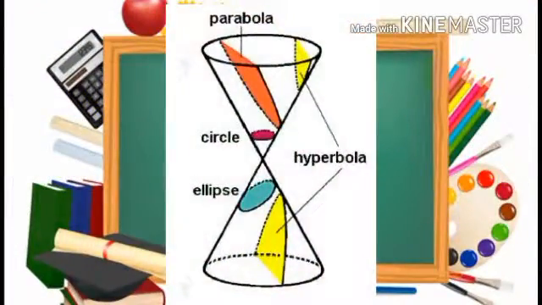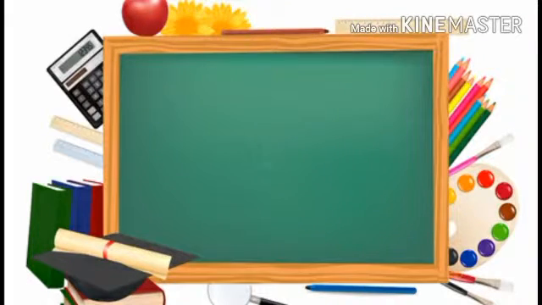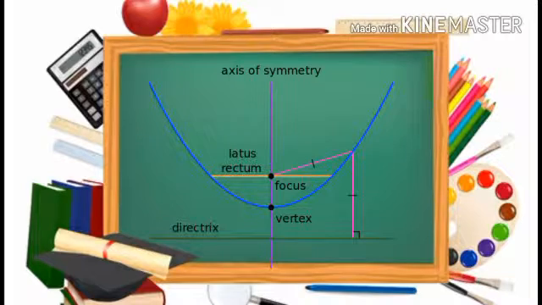But before we move on to our topic, let me first define what a parabola is. Defining it as an arc, a parabola is a set of points formed when a plane intersects one cone and is parallel to the edge of the cone. It is equidistant from a fixed point called the focus and a fixed line called the directrix.